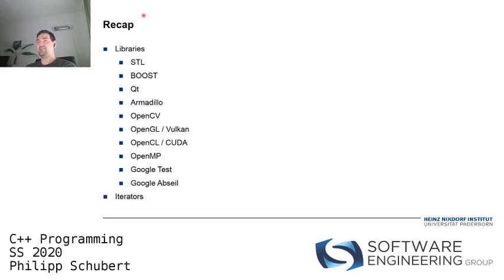And so let's quickly recap what we talked about today. We talked about libraries: SDL, Boost, Qt, Armadillo, OpenCV, OpenGL, Vulkan, OpenCL, CUDA, OpenMP, Google Test, and Google Epsilon, and also about iterators, how they work, how to use iterators, and probably how not to implement them, because usually you just wish to use containers out of the box. Writing your own iterators only makes sense if you need to write your own containers, which rarely happens, which is why I won't go into detail here.